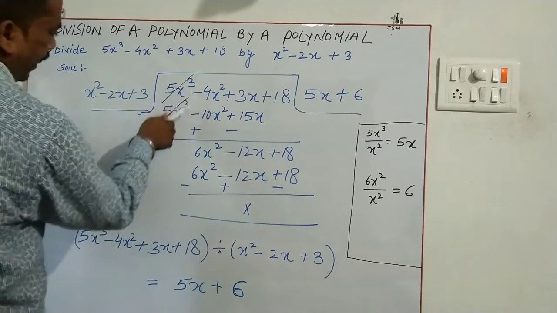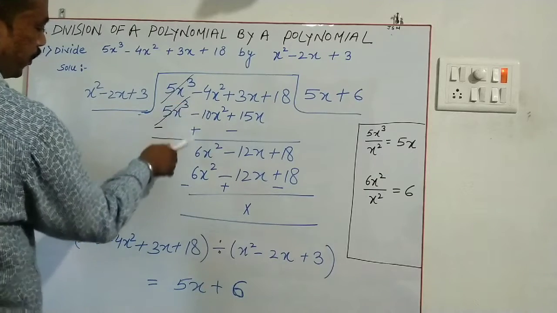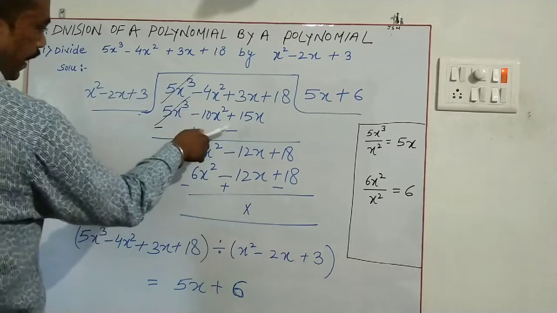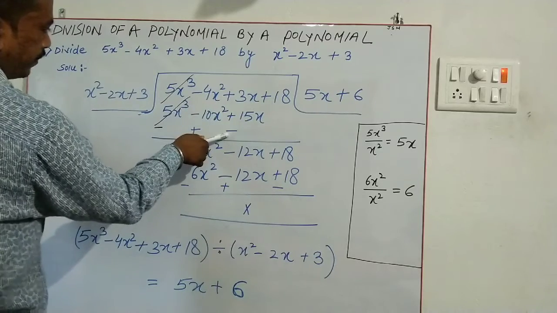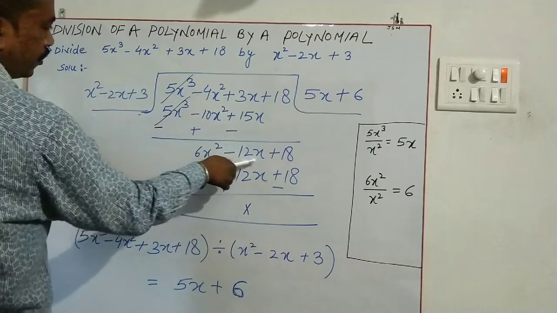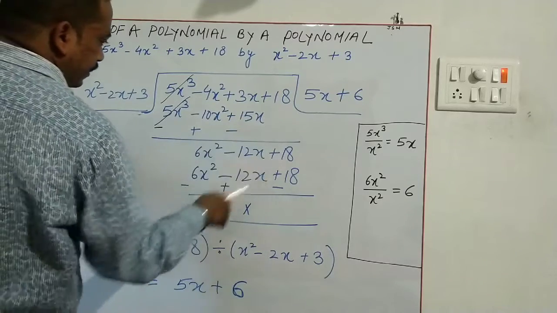In next step minus plus is minus. So 10x square minus 4x square is 6x square. Here plus minus is minus. So minus as it is, 15 minus 3 is 12x and plus 18 as it is.